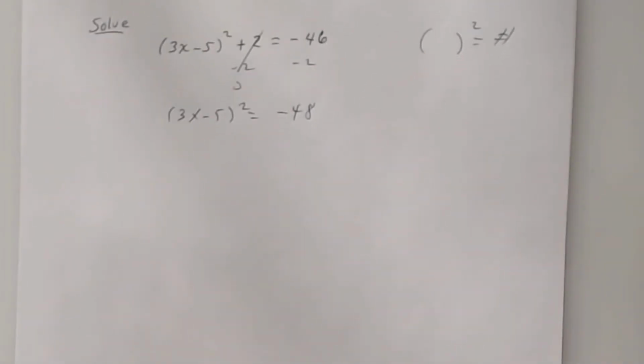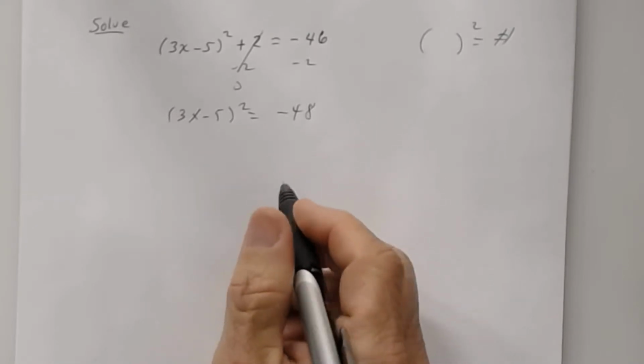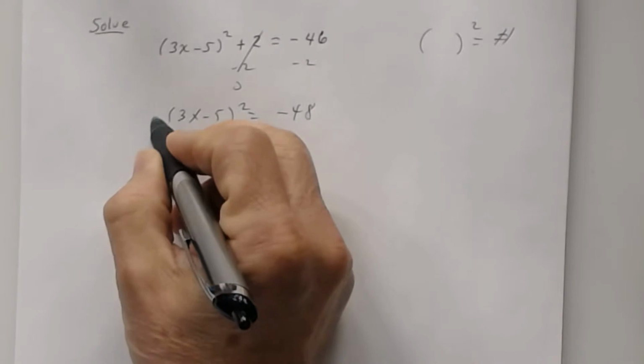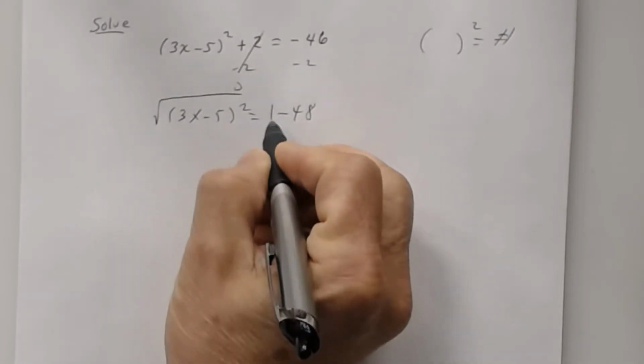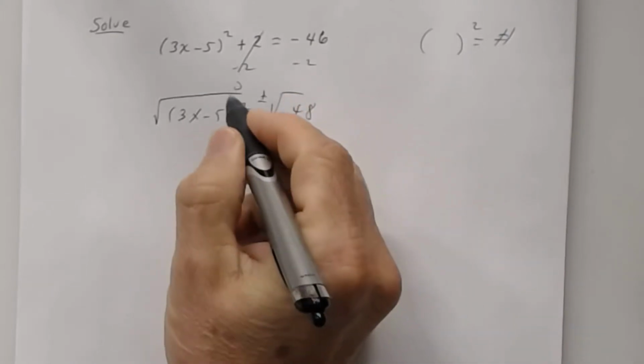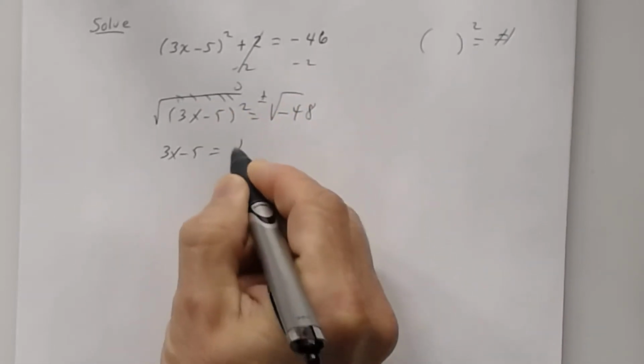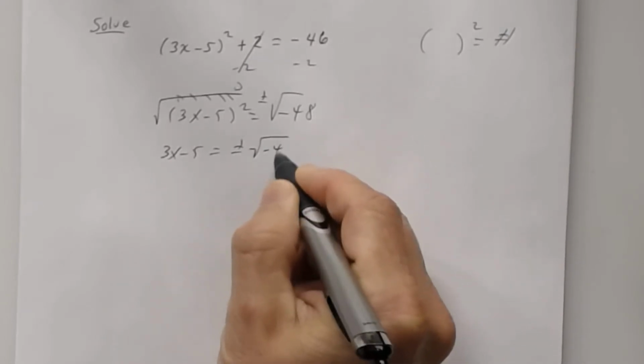Now what do we do? Take the square root of both sides. Remember, when you take the square root, you get a plus or minus. The square and the square root undo each other, so you get 3x minus 5 equals plus or minus the square root of negative 48.